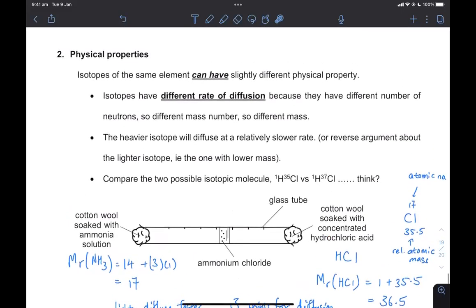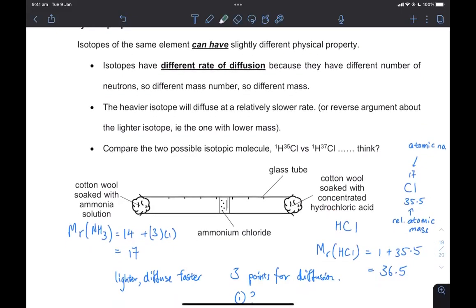Now, why do we talk about diffusion and why do we talk about it in the context of isotopes? We learned about chlorine. This is a specific case study. I think Peria got this one wrong just now because she didn't appreciate the question. The question said chlorine 35, chlorine 37. Chlorine only has 2 isotopes, chlorine 35, chlorine 37.